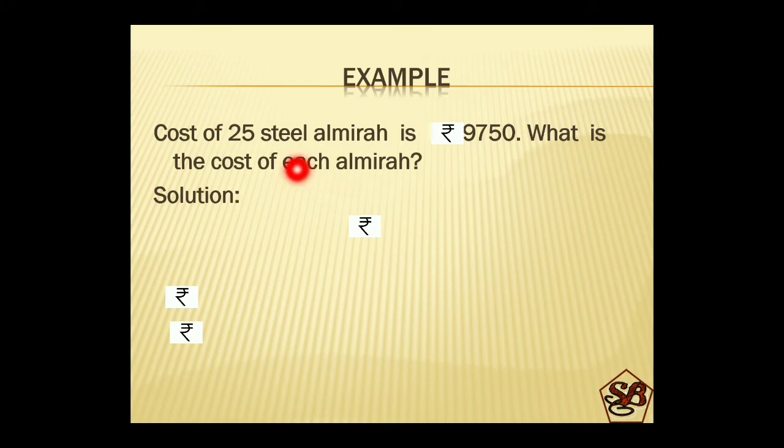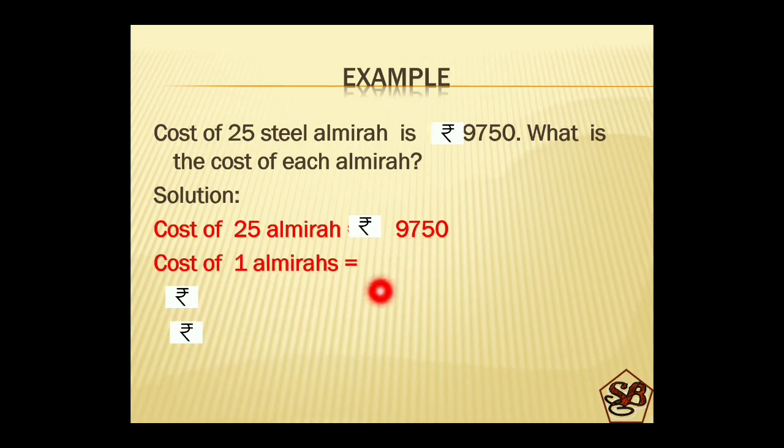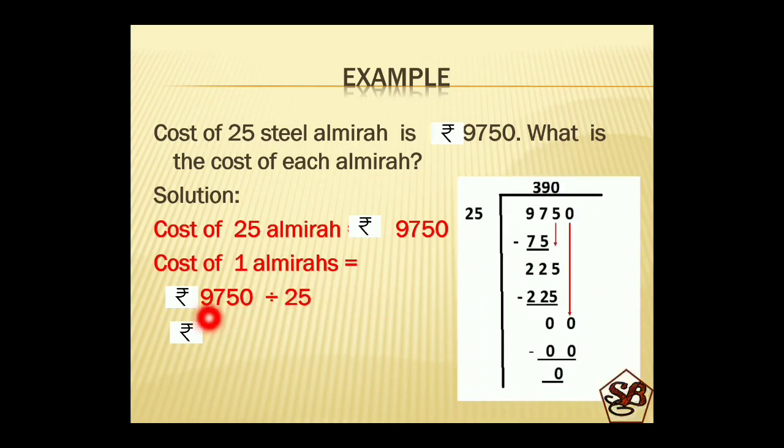Let's look at the example. Cost of 25 steel almirahs is rupees 9,750. What is the cost of each almirah? Here the word each is there, right? So we know that we have to divide. Writing the statements, cost of 25 almirahs is 9,750, cost of one almirah, and we find out 9,750 divided by 25.